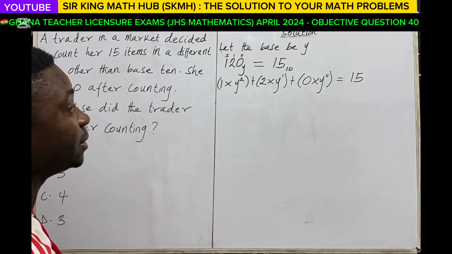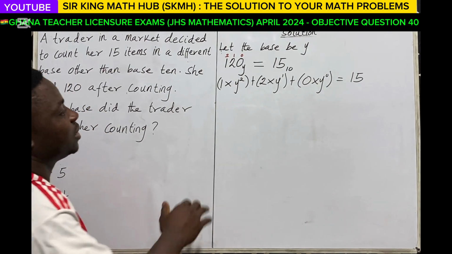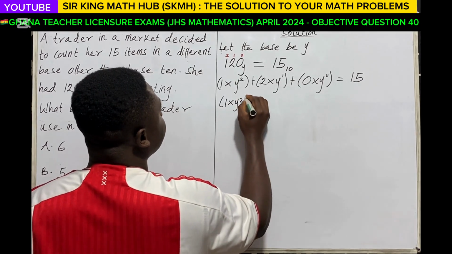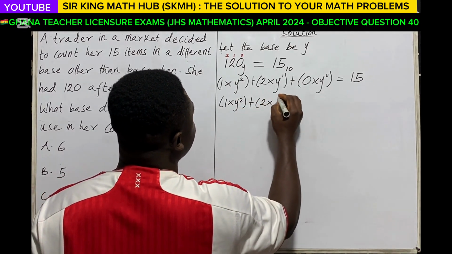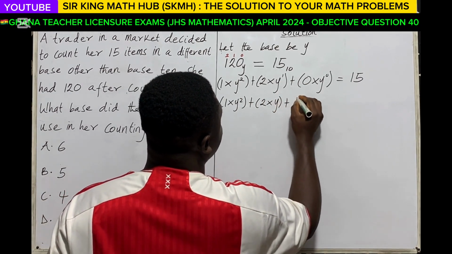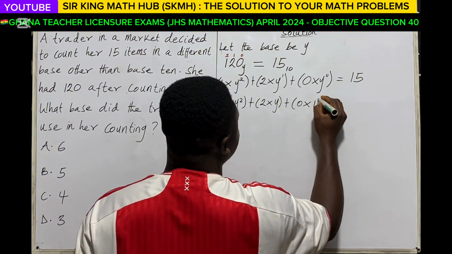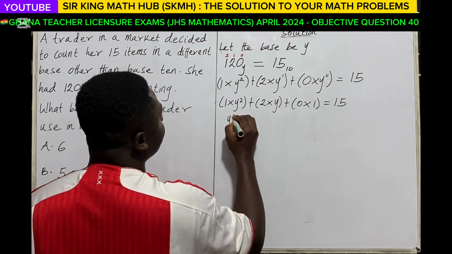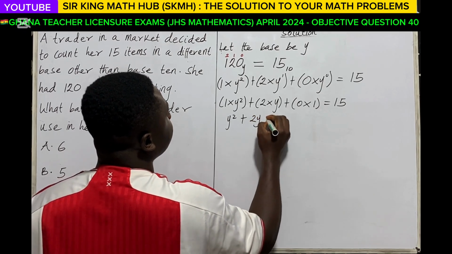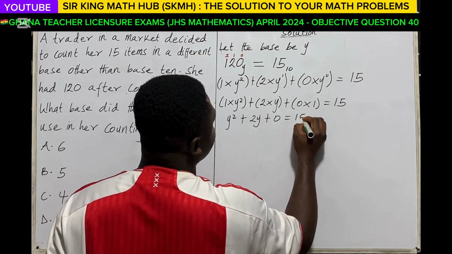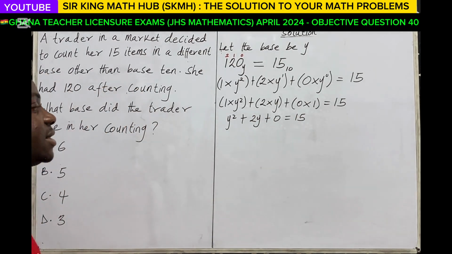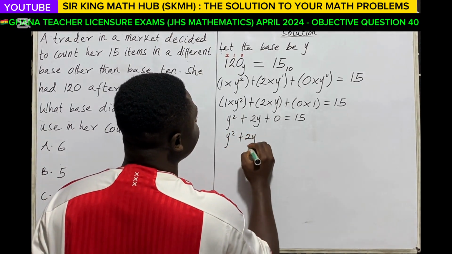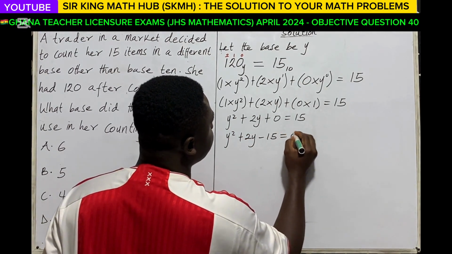So in base 10, we can ignore the 10. Now let's simplify the left hand side. We have 1 times y squared plus 2 times y exponent 1, that is y, plus 0 multiplied by y exponent 0, that is also 1. This must be equal to 15. So 1 times y squared, we have y squared plus 2y plus 0 is equal to 15. You see that we are getting a quadratic. So let's arrange it well. We have y squared plus 2y minus 15 is equal to 0.